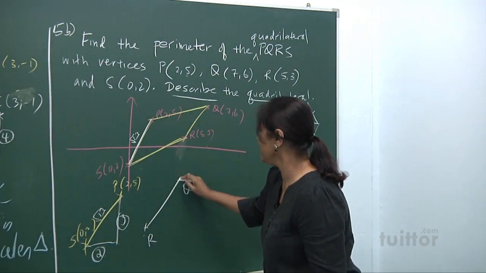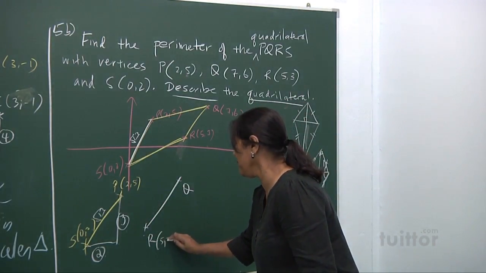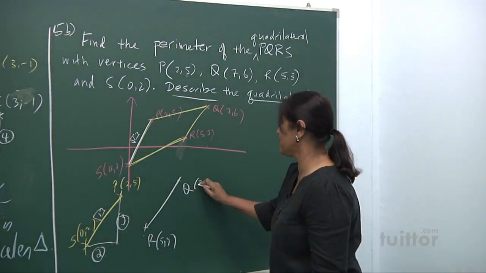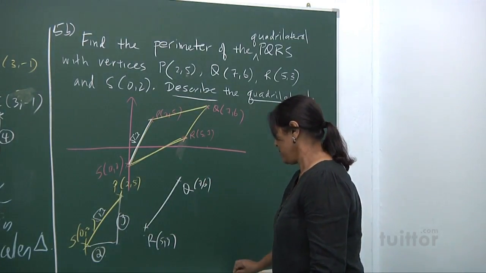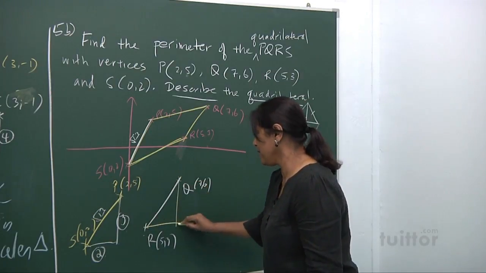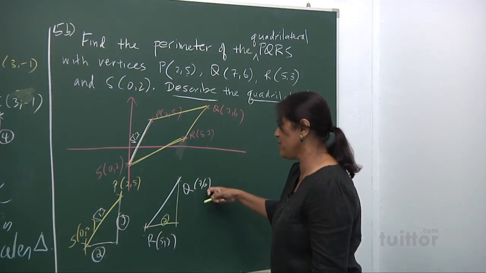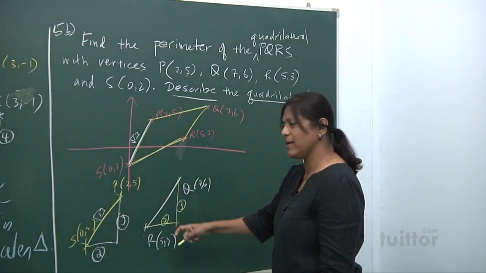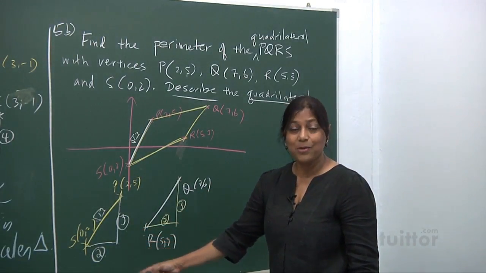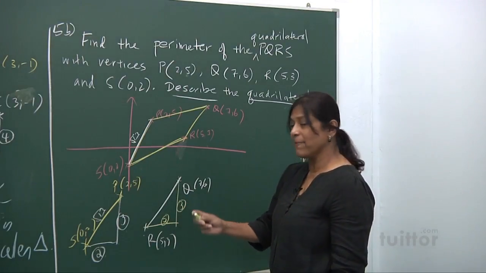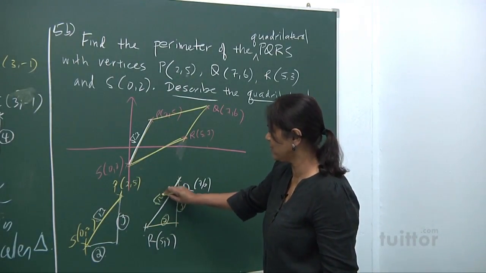Let's look at it again. R is (5, 3). Q is (7, 6). Right? Drop the height. From 5 to 7 is 2 units. From 3 to 6, 3 units. We see them equal. 9 plus 4, square root 13.